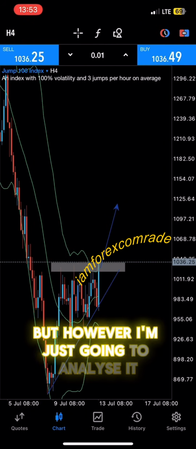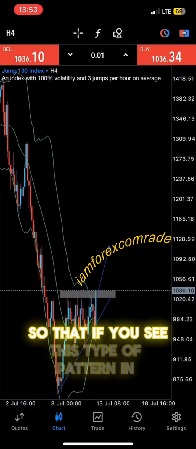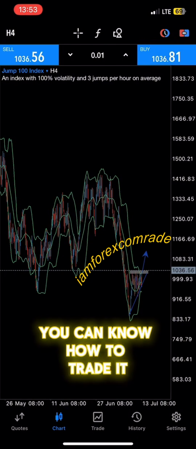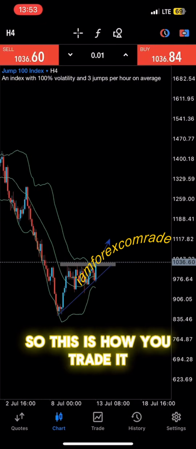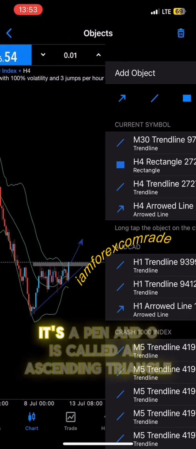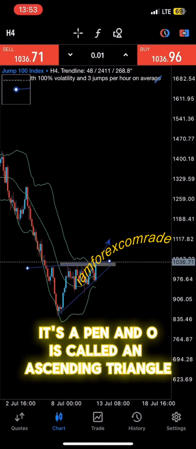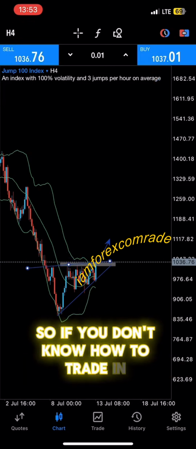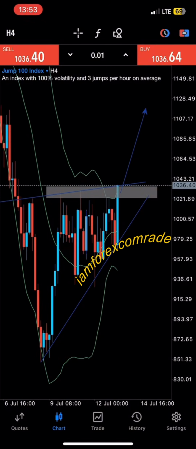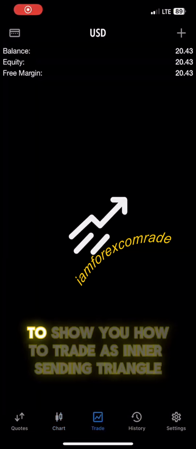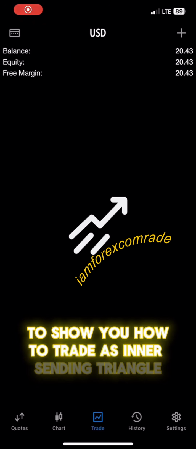However, I'm just going to analyze it so that if you see this type of pattern in the market, you can know how to trade it. So this is how you trade it. It's just simple. It's a pennant, or it's called an ascending triangle. If you don't know how to trade an ascending triangle, I'm going to put a link in the description box below to show you how to trade an ascending triangle.